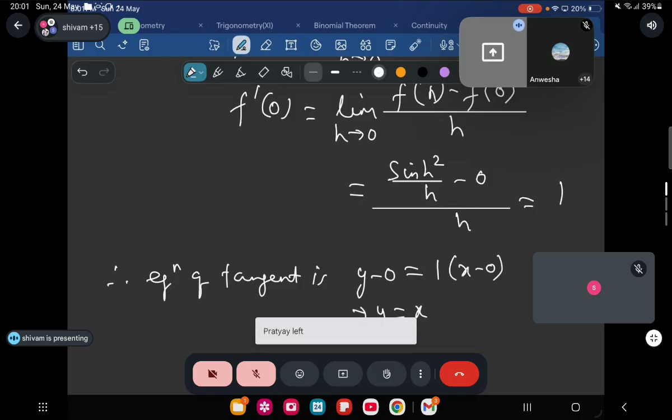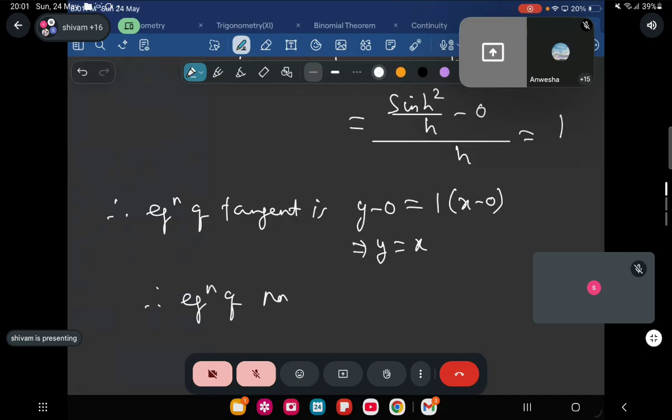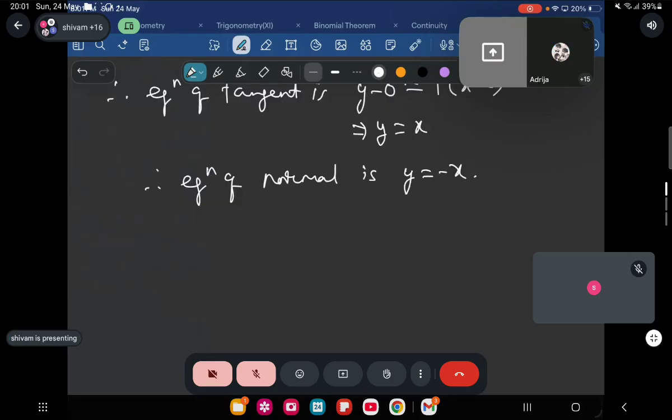Are you people getting, yes or no? Quickly, someone tell me what is the equation of normal to this straight line. Raise your hand. Yes, Shashwat, tell me. y equals to minus x. Therefore, equation of normal is y equal to minus x. Are you people getting? Those who are online, is it clear? Yes. Okay, note.